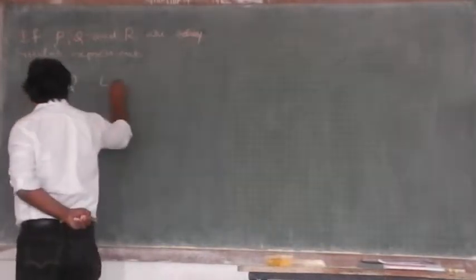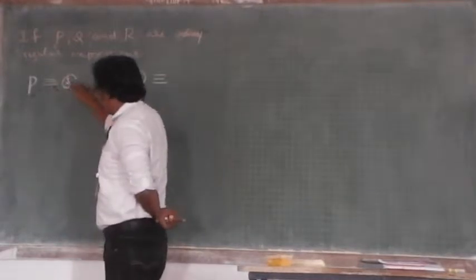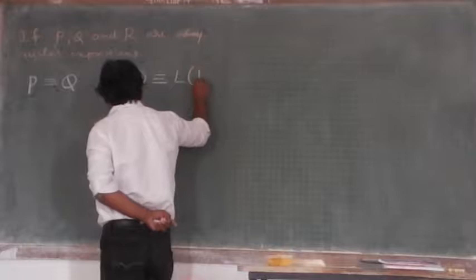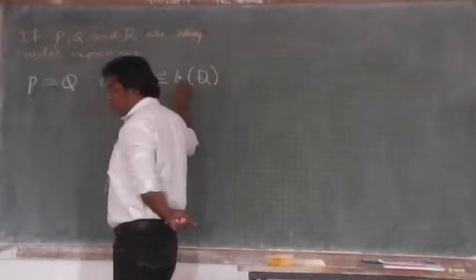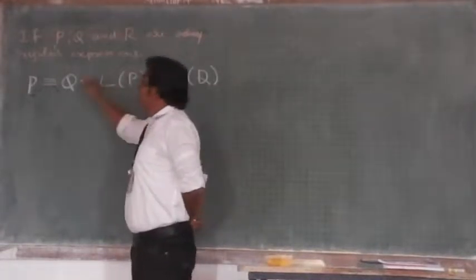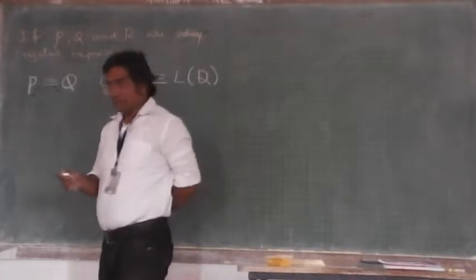Same language. Okay. So if P and Q are two regular expressions, these two will be equivalent when the language generated by P is equivalent to the language generated by Q. When the languages are equal, then we can say that these two regular expressions are equal. Okay?